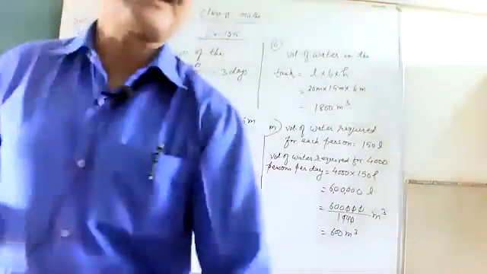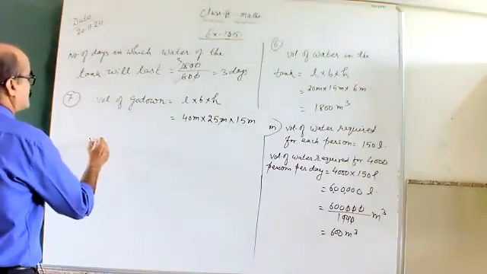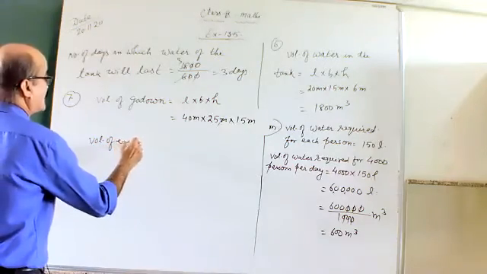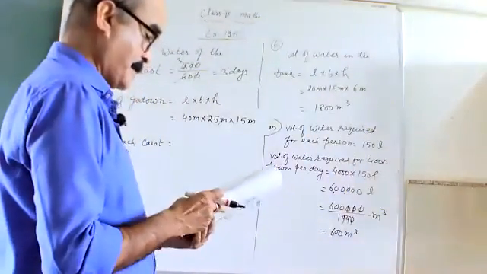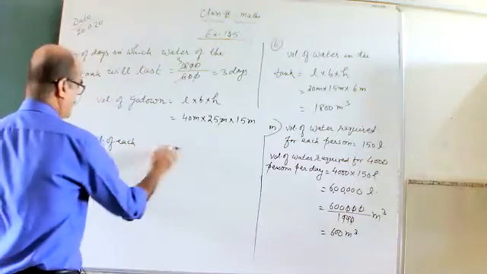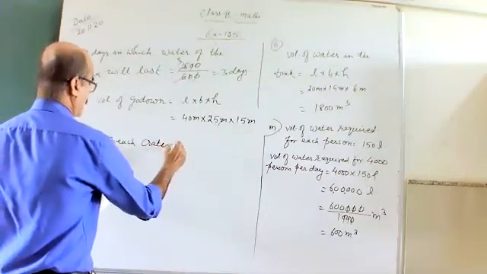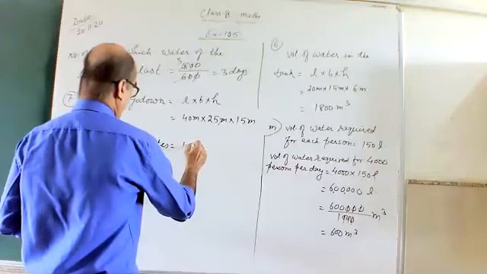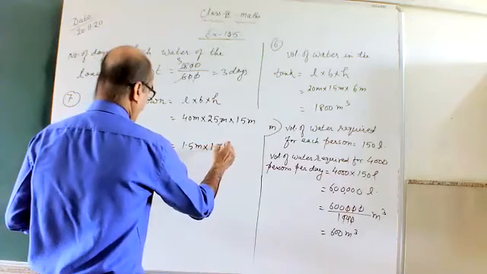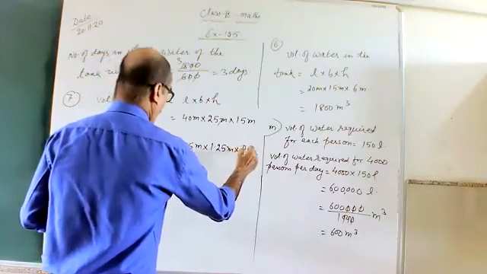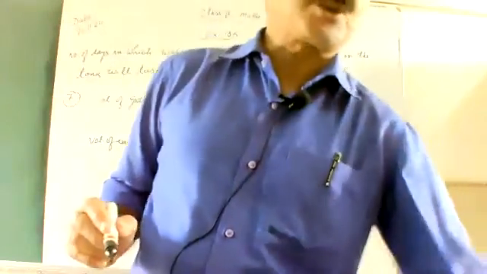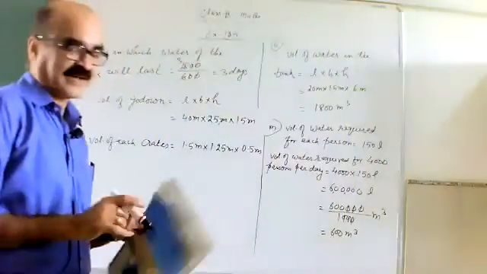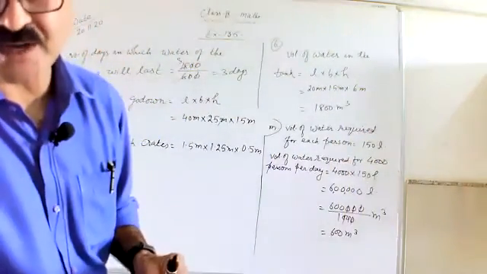Its measurement is given, so the volume of each crate will be equal to L into B into H, that is 1.5 meter into 1.25 meter into 0.5 meter. So, how many such crates of this measurement can be stored in the godown?